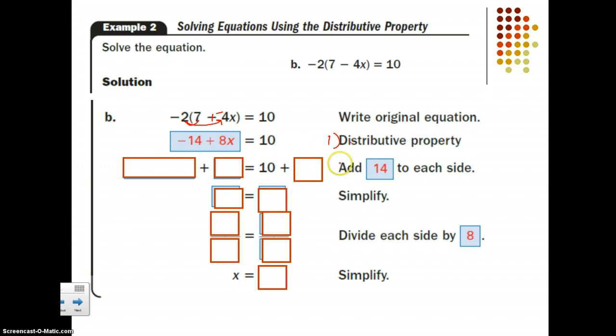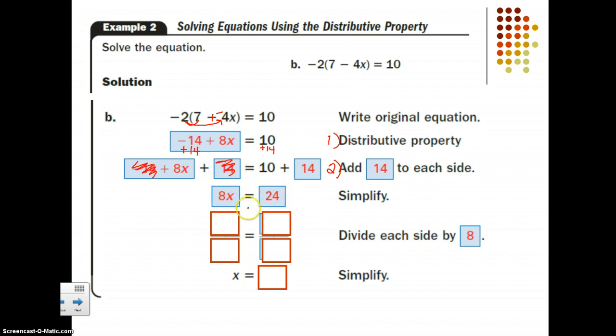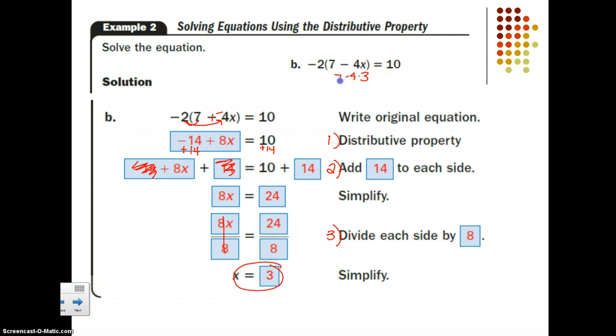Here's your two-step problem. First step in my two-step problem is to add 14. We add the opposite, which is +14, to each side. The 14's clear on the left side. You're left with 8x, and then 10 plus 14 is 24. How do I clear the 8? Divide both sides by 8. 24 divided by 8 is 3. Again, plug it back in. Check to see if it makes sense.